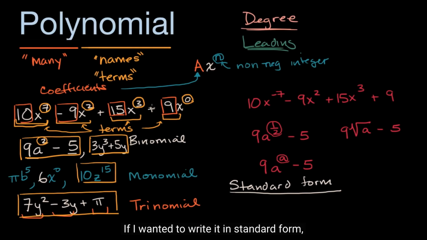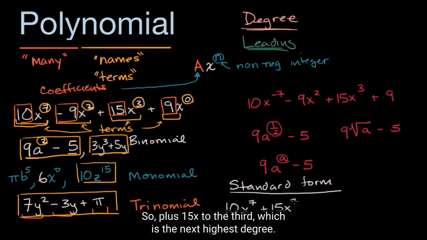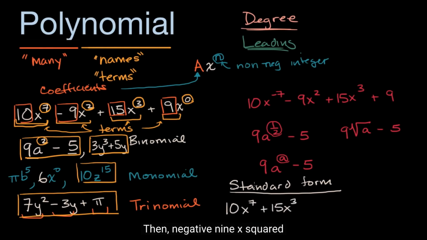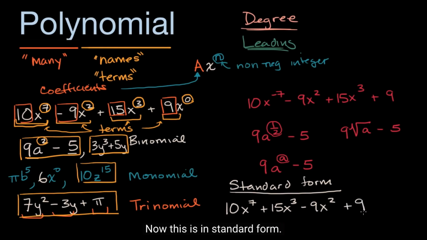If I wanted to write it in standard form, it would be 10x to the seventh power, which is the highest degree term, that's the degree 7. Then plus 15x to the third, which is the next highest degree. Then negative 9x squared is the next highest degree term. And then the lowest degree term here is plus 9 or plus 9x to the 0. Now this is in standard form. I've written the terms in order of decreasing degree with the highest degree first.